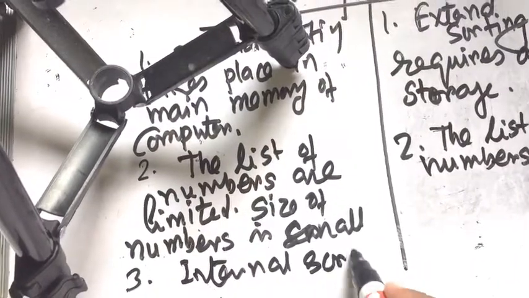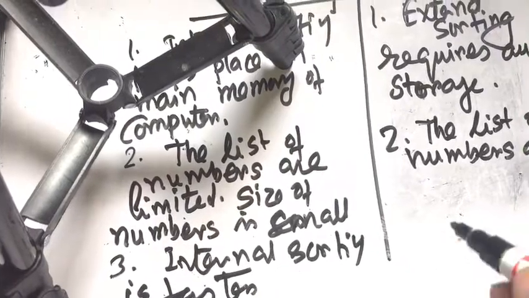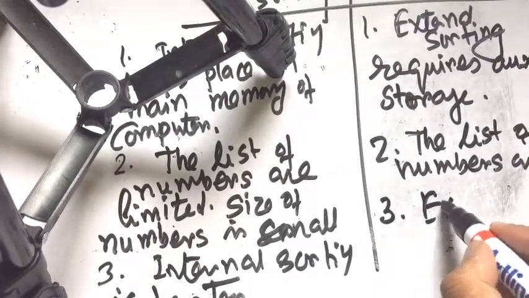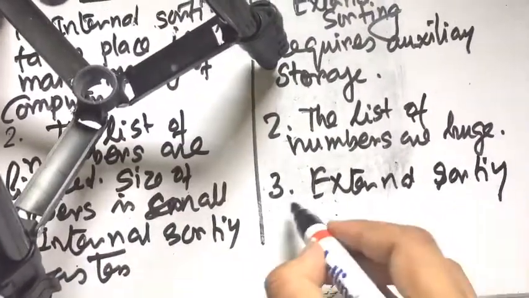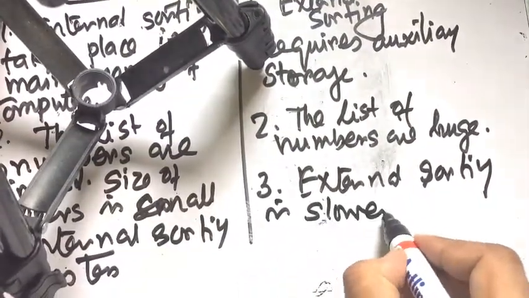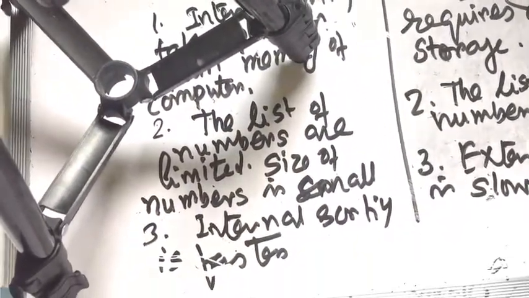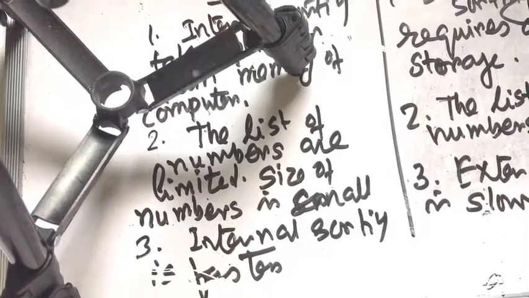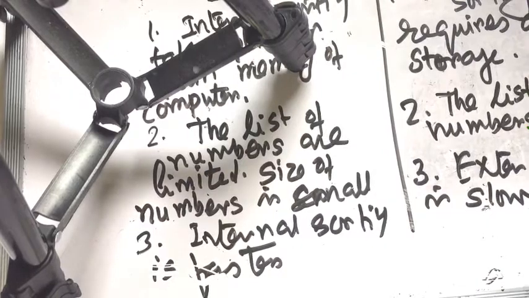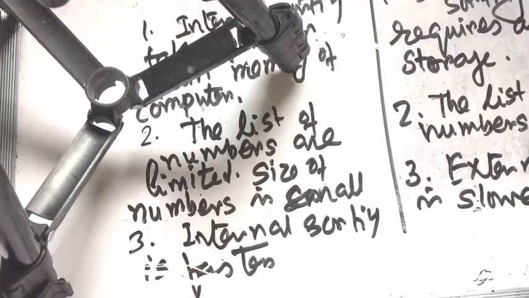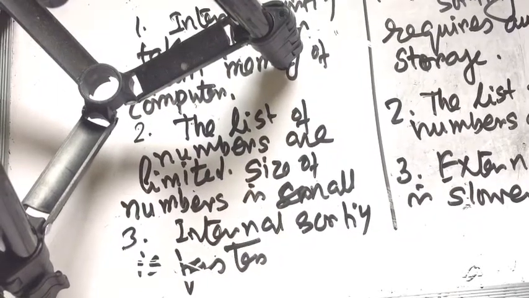It's a faster technique because it happens within the RAM. External sorting is slower, relatively slower. It is a slower technique because it uses some auxiliary memory, so there is an overhead of swap in, swap out and sorting to be done. Internal sorting requires less time, external sorting requires more time. So this is the basic concept of internal and external sorting.